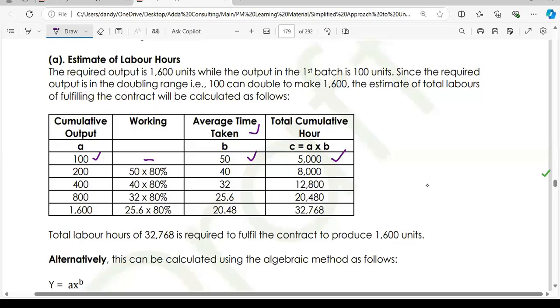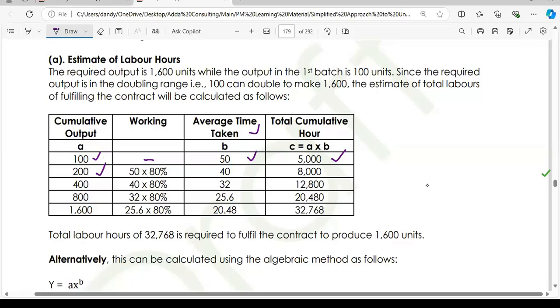I can double 100 to 200. Because the average time taken to produce the first one is 50, and the examiner has given us an 80% learning rate, it means that for me to double it, the time I'm going to spend will reduce by a specific percentage. And that's why we said that learning curve theory is premised on the assumption that when a repetitive task is being performed, the average time spent to produce a unit will fall by a specific percentage when the activity level has doubled.